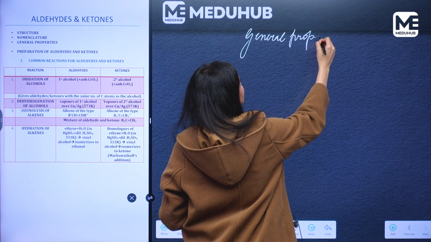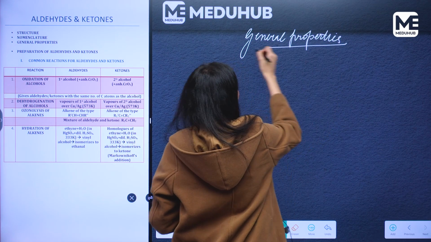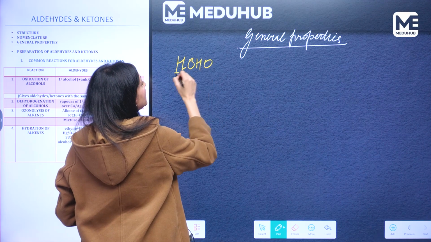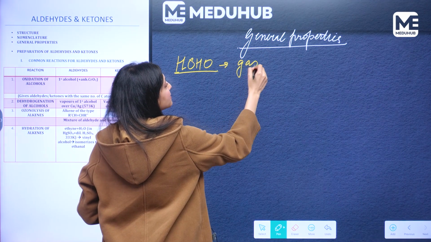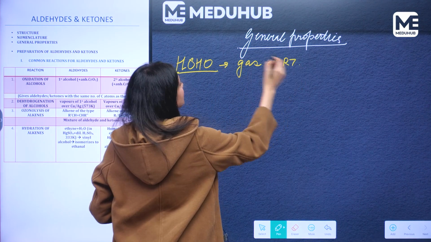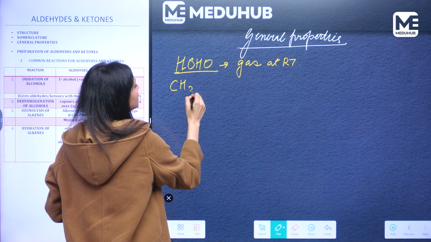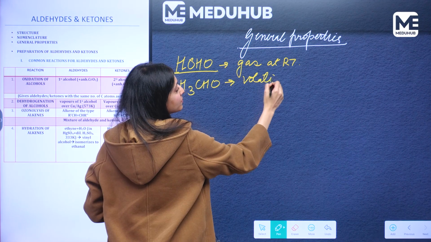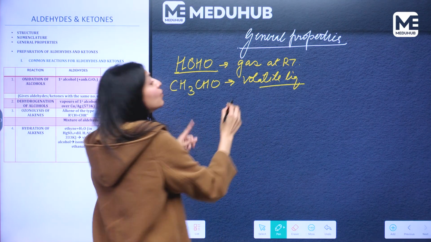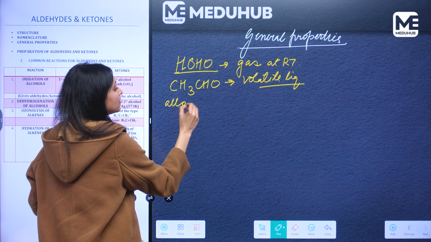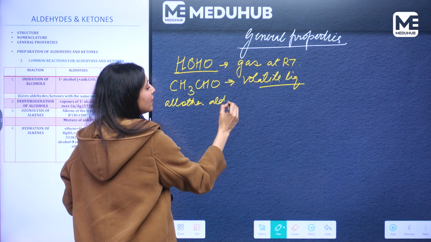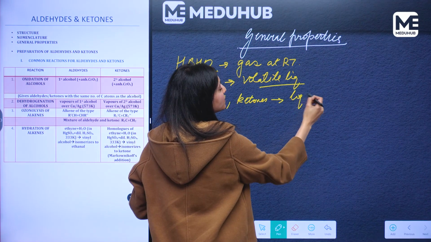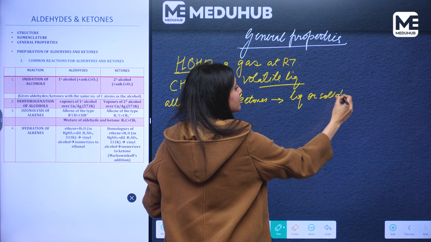General properties of aldehydes and ketones. If we talk about HCHO, it is a gas at room temperature. And if we talk about ethanal, it is a volatile liquid at room temperature. All the other aldehydes and ketones are either liquids or solids at room temperature.